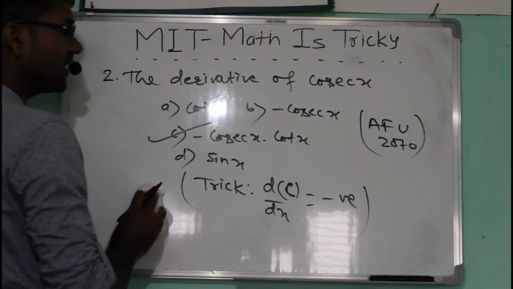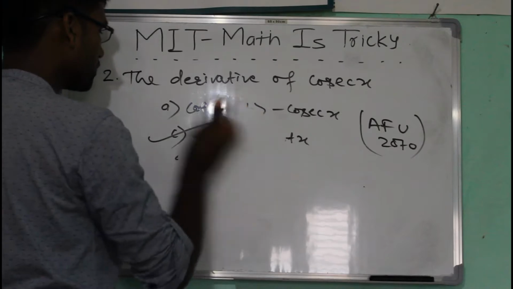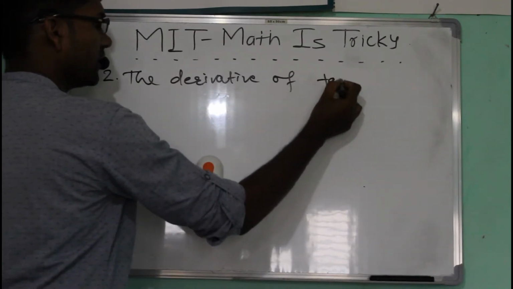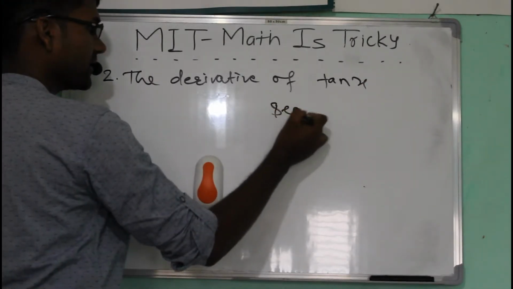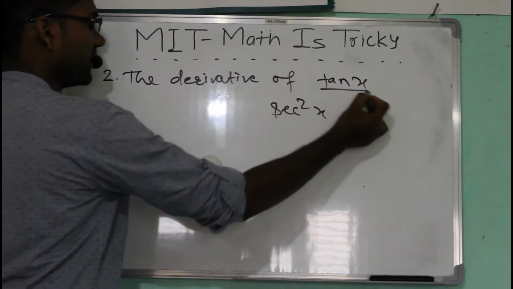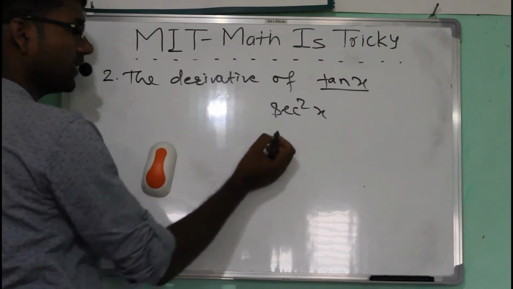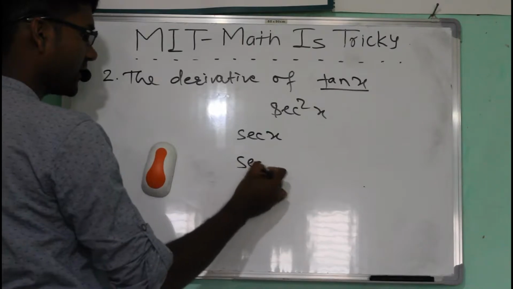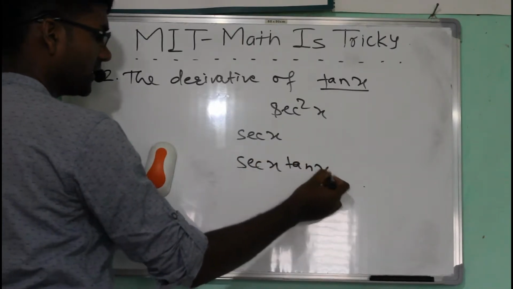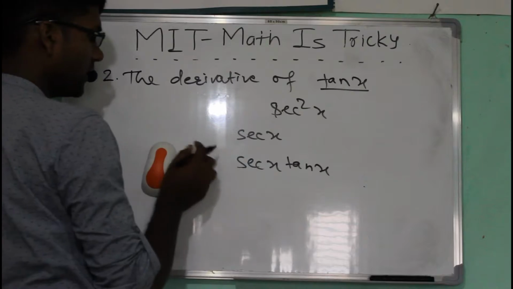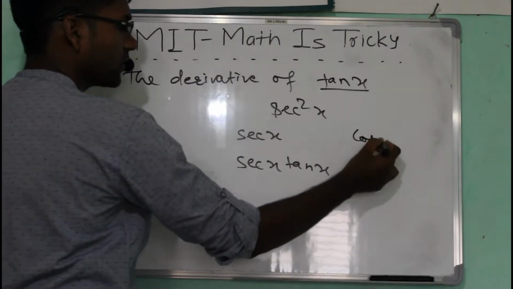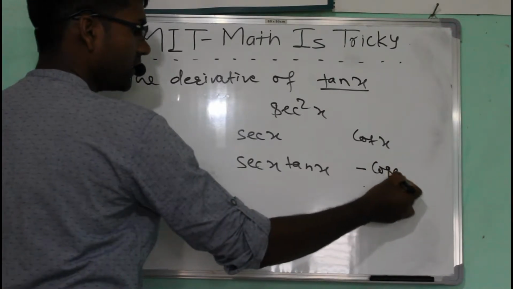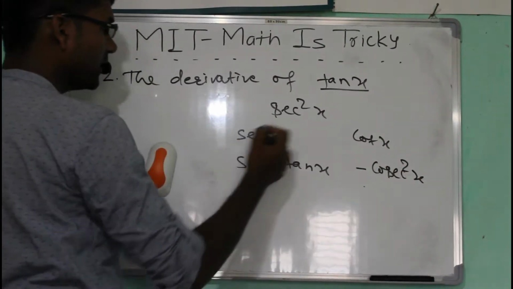Just memorize. Some more I'm sharing for you. Maybe here tan x. You know the answer is sec square x. If it is sec x, the answer will be sec x tan x. Memorize like this. This is just a formula. Next one, if it is cot x, as I told you, it starts from c, so it will be negative cosec square x. Like this you can take.